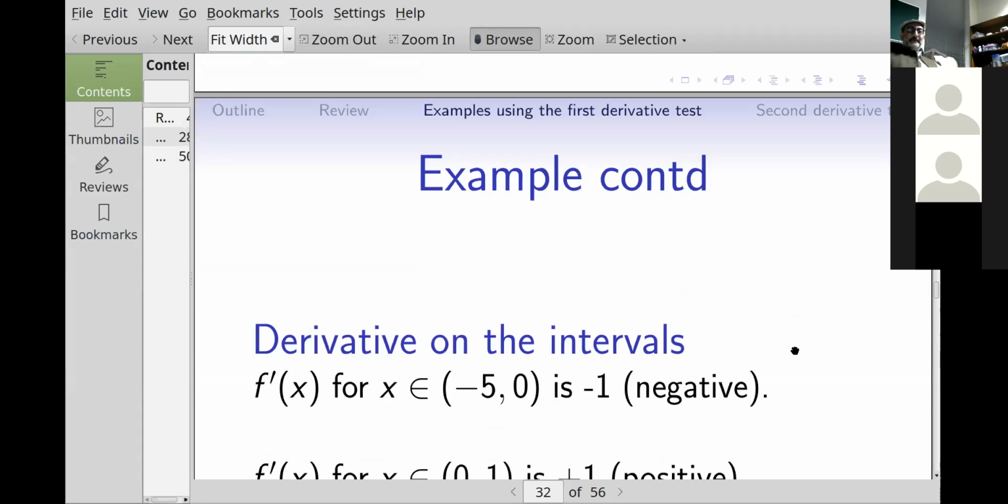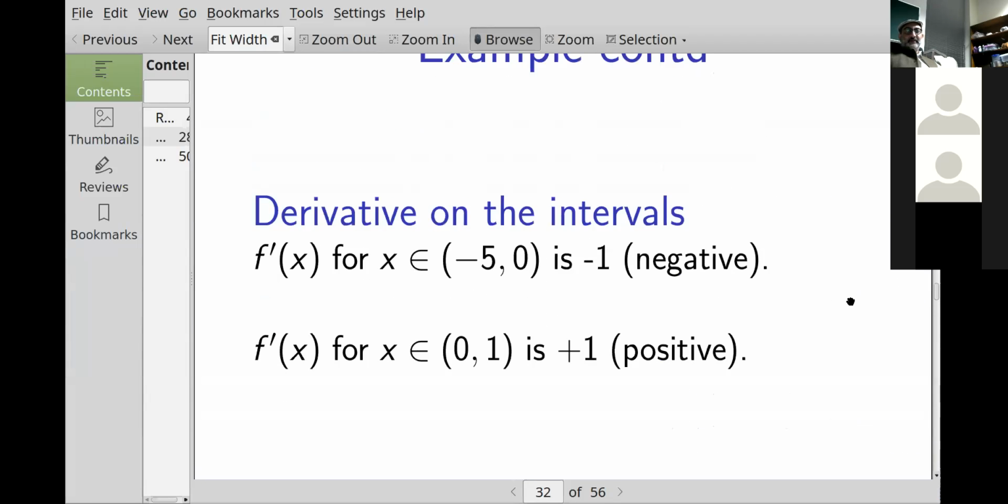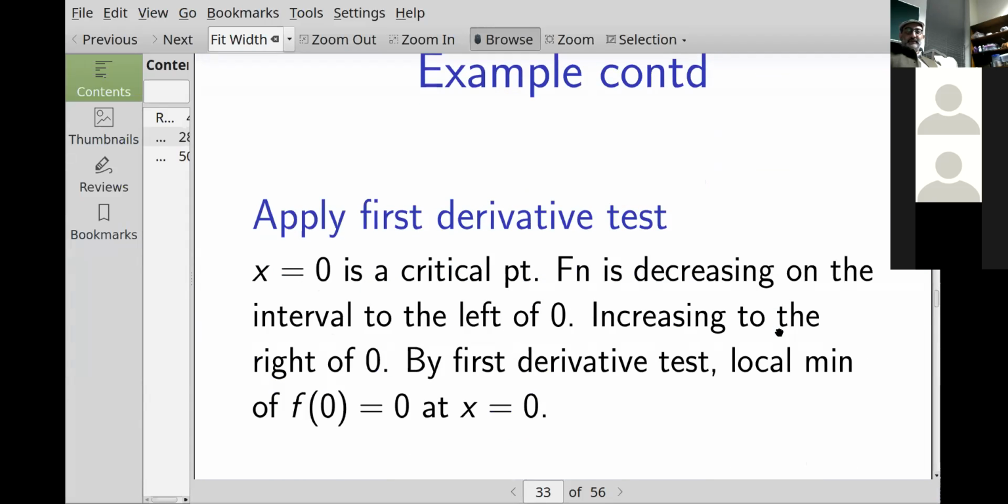Okay, right. So again, the derivative is -1. It's negative from -5 to 0. And then from 0 to 1, the derivative is +1. It's positive. Okay? So that means decreasing from -5 to 0 and increasing from 0 to 1. So that means you have a critical point. That means you have a relative minimum or a local minimum at x equals 0. And what is that local minimum? What is that minimal value? Well, f of 0 is equal to 0.